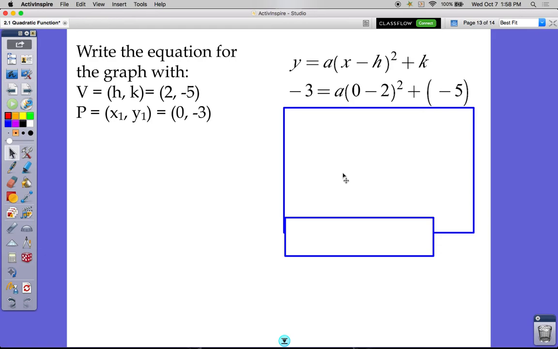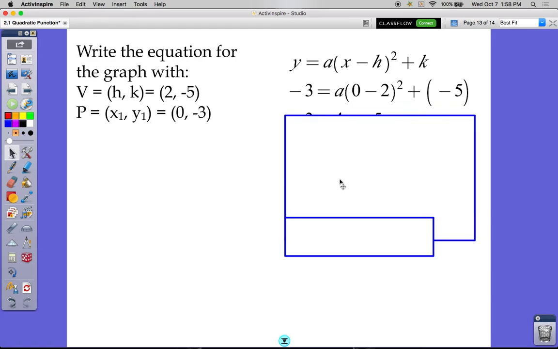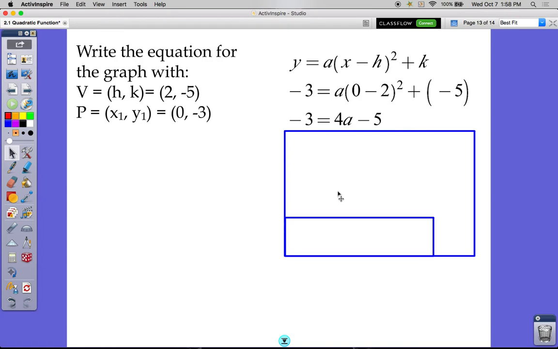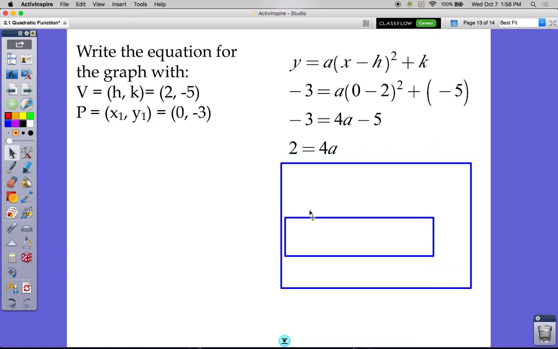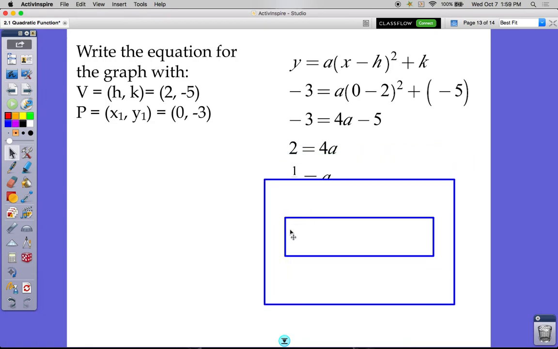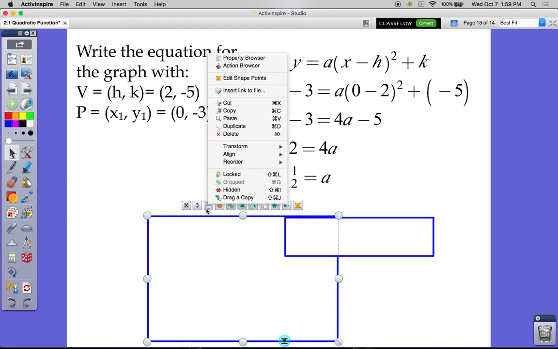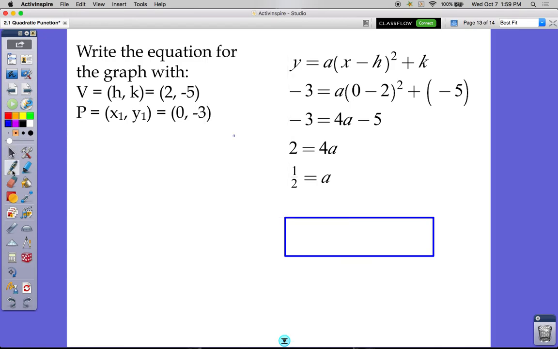Now be very careful in simplifying this. 0 minus 2 is negative 2. Negative 2 squared is positive 4. Then negative 3, I didn't do anything, plus negative 5, I don't really need all that. Then I got to solve for a. I add 5 to both sides. I get 2 equals 4a, and then divide by 4. So a is equal to 1/2. So let's take a look at what I know now. I know that a equals 1/2. I know that h is equal to 2. And I know that k is equal to negative 5.